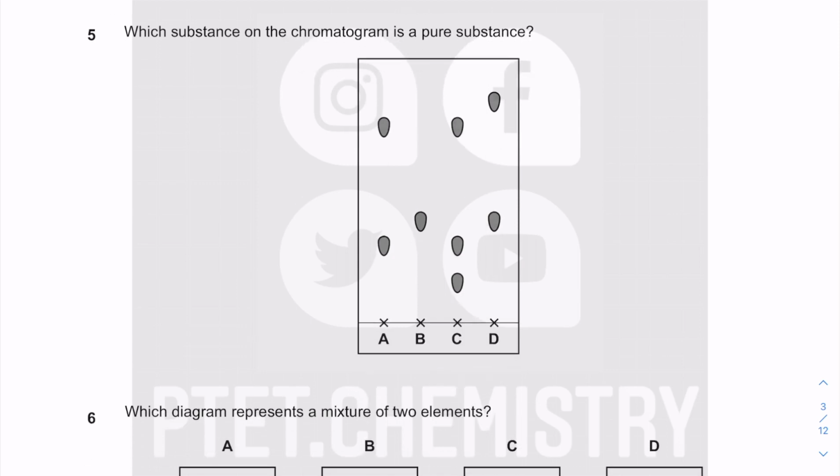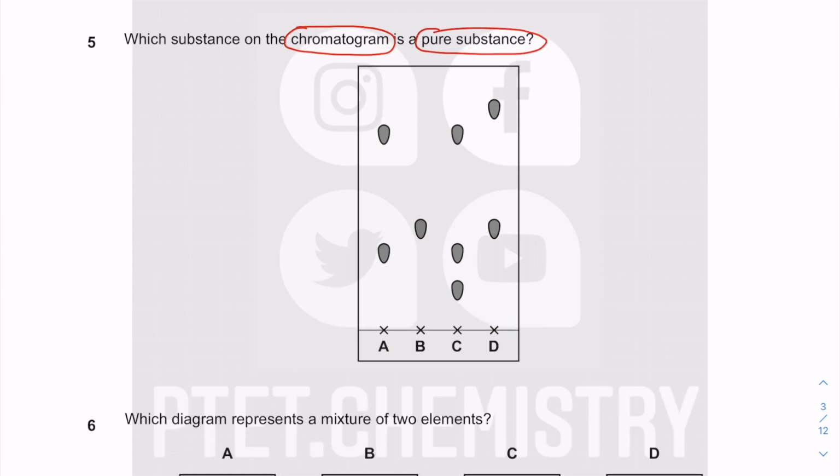So in this question 5, we have another question on paper chromatography, and this is another chromatogram, which you need to know how to interpret again and again and again. It says which one is a pure substance. In a chromatography, remember this is the baseline. You want your solvent to be below the baseline, so your solvent cannot be above your baseline or on the baseline. Your solvent must be below the baseline for it to be correct, and then it will separate out.